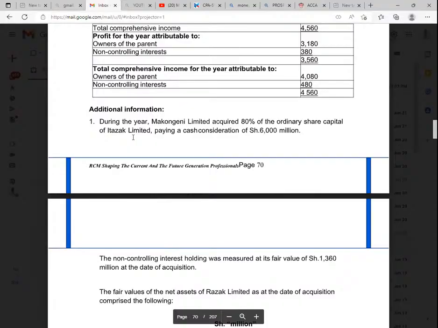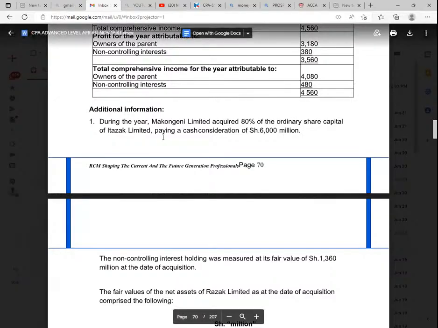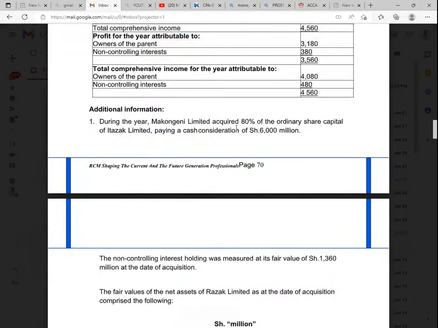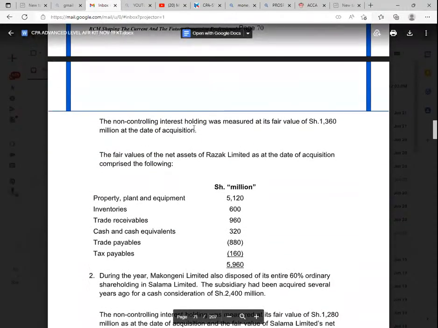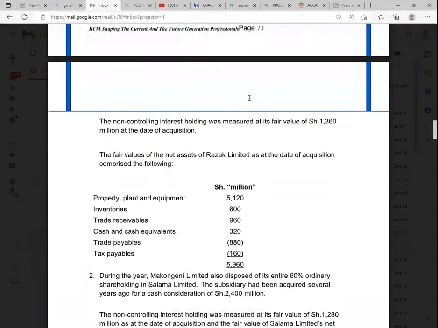They're telling me, note number 1, during the year, CEHE Limited acquired 80% of the ordinary share capital of EIIIHE Limited, paying a cash consideration of 6,000 million. The NCI was measured at its fair value of 1,360 million at the date of acquisition.